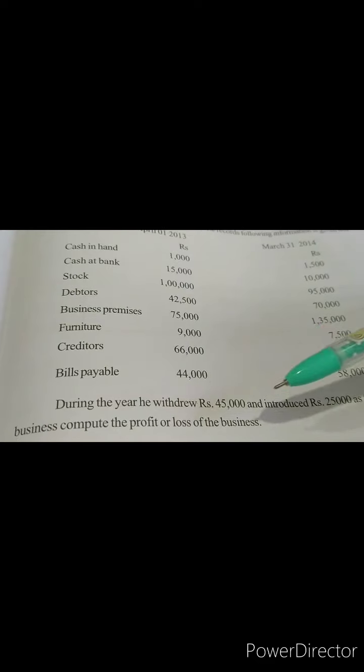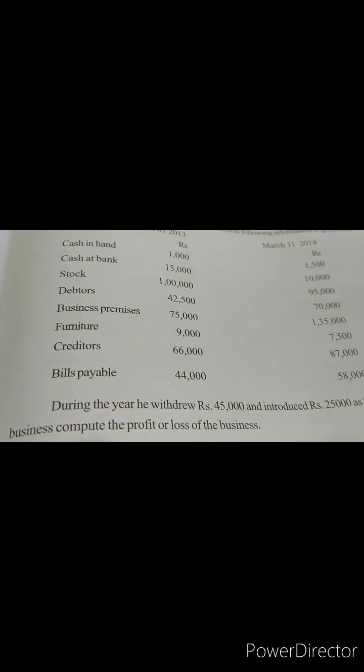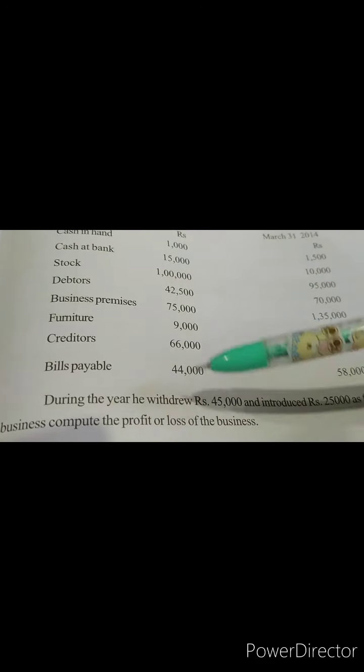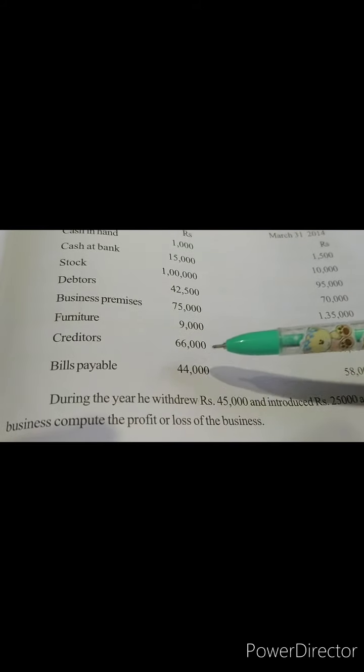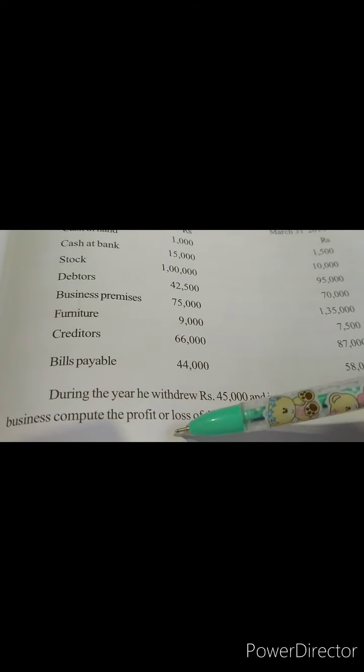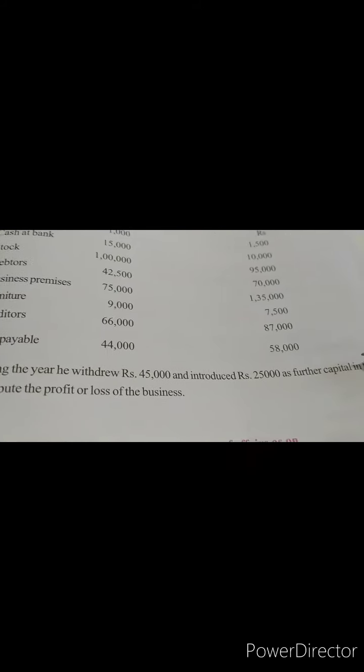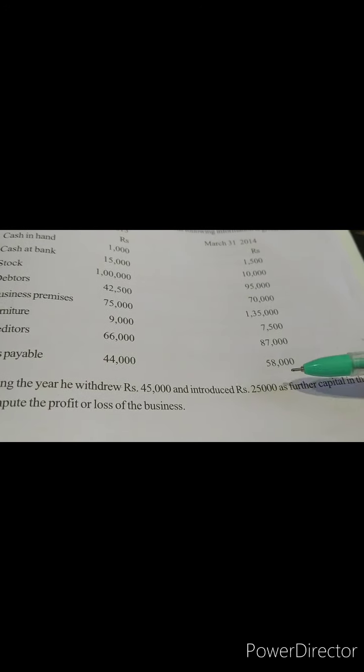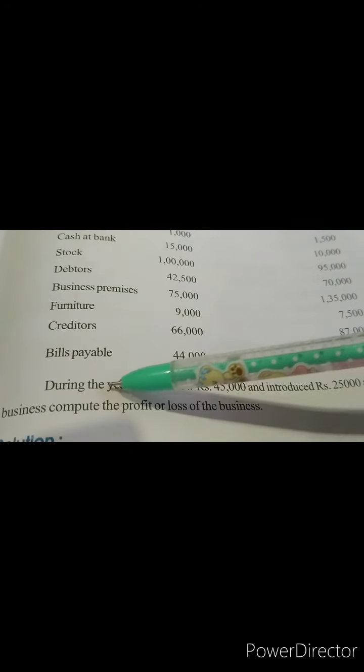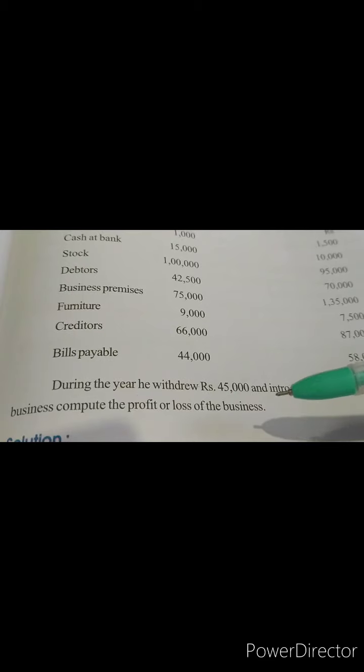So now just have a look what is given in the question. Other than this information, have a look. During the year, he withdrew 45,000. So this is going to be the drawings, and introduced 25,000 as further capital. This is additional capital. Now compute the profit and loss of the business.